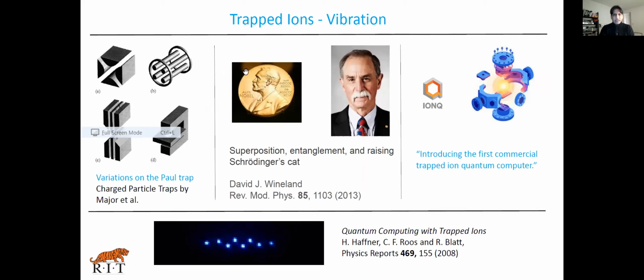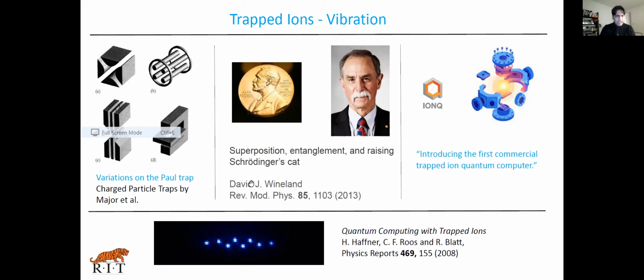Ion trapping has been recognized with, I believe, half of a Nobel Prize that went to Wineland. I think Haroche got the other half. And then right now, Wineland's student set up a company with venture capital, which promises to introduce the first commercial trapped ion quantum computer, which is, I suppose, competing with the superconducting qubit model.